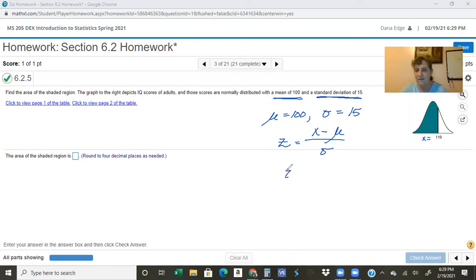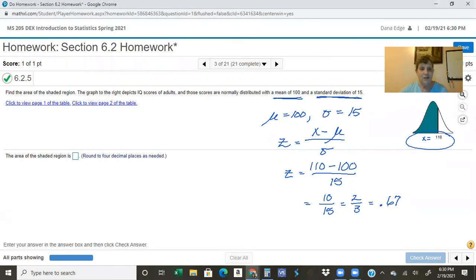So in this case, z would be, our x value is 110. We would do 110 minus 100 mu divided by 15. That's going to be 10 over 15, which is 2/3, which is about 0.67, because they usually let z-values go 2 decimal places, probabilities go 4. So then we would have to convert this to a z-value, go to the table.